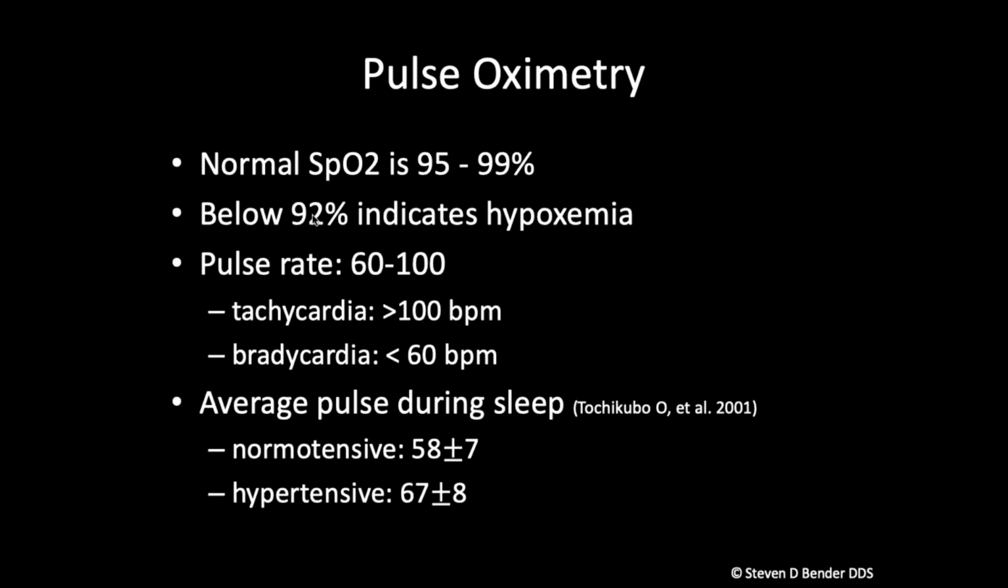During sleep, that's a little bit different. If a person has normal blood pressure, the average pulse is about 58 beats per minute, whereas if they have hypertension, it can average around 67 beats per minute.